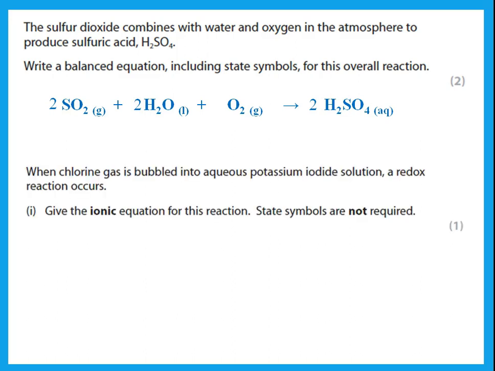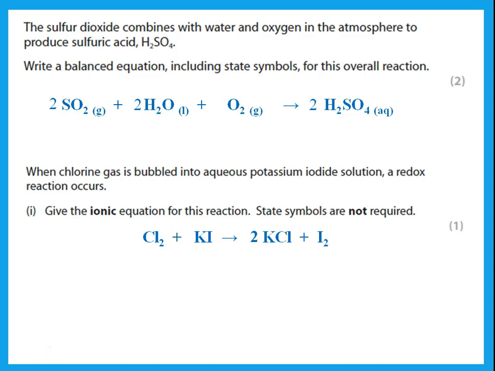Okay, when chlorine gas is bubbled into aqueous potassium iodide, a redox reaction occurs. Give the ionic equation for this reaction. Again, I have chlorine gas bubbled into aqueous potassium iodide to give potassium chloride plus iodine. Remember again that iodine is diatomic, so you cannot just write I, it has to be I2.